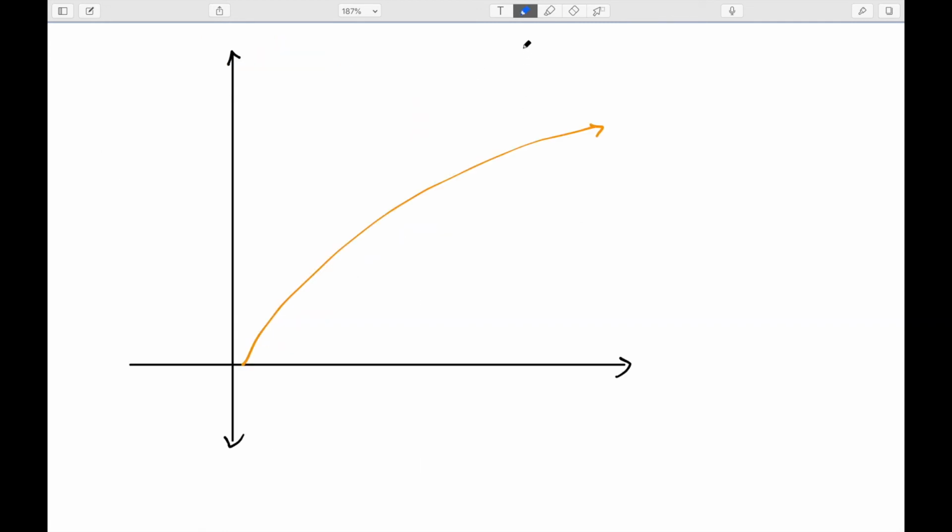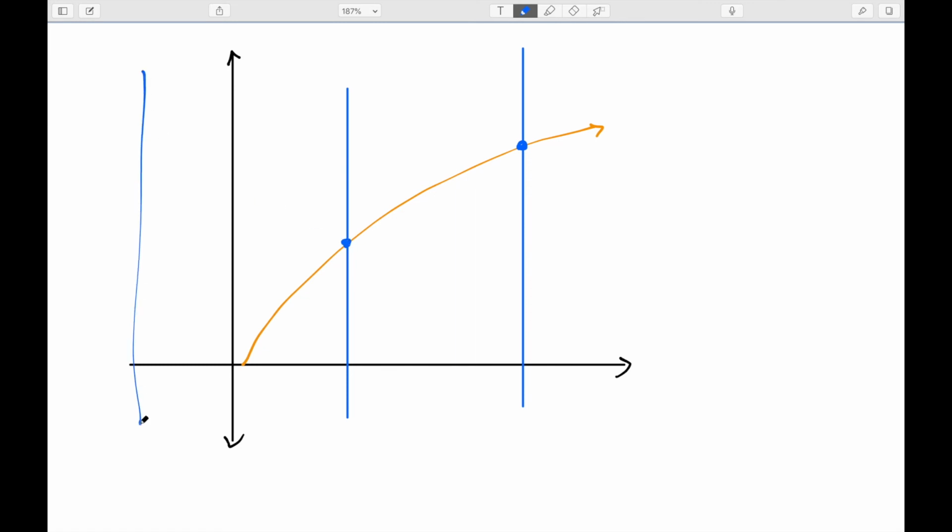If I look at this one, if I draw a vertical line here, it'll intersect my graph once. If I draw it over here, it intersects once. However, if I draw it over here, it doesn't intersect at all, and that's perfectly fine. This is still a function because it can't intersect more than once, but one or fewer is perfectly fine.